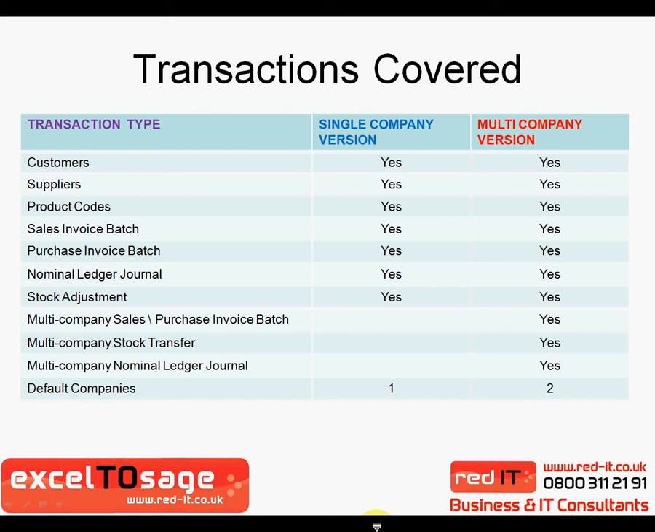By default, the single company version obviously only has one company, but the multi-company version starts with 2 companies and extra companies can be purchased in blocks of 5.